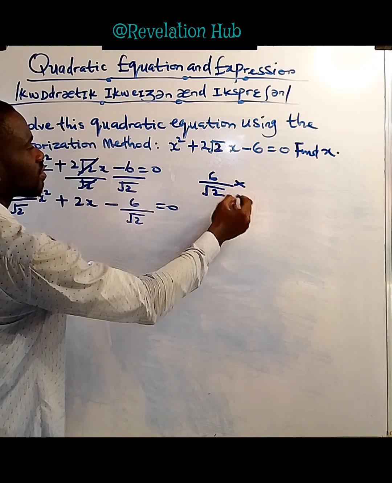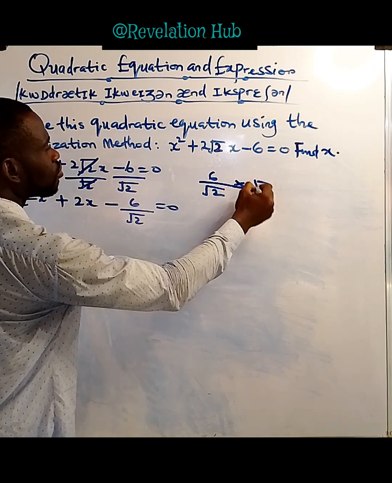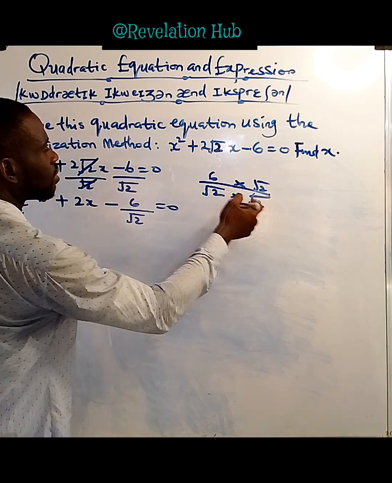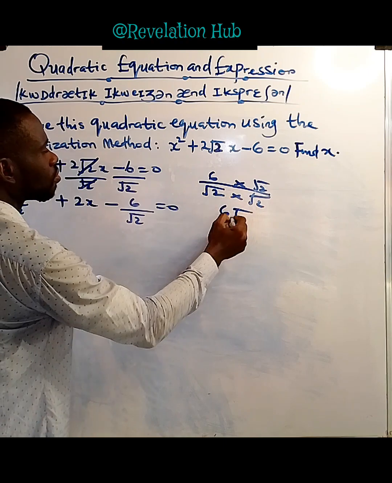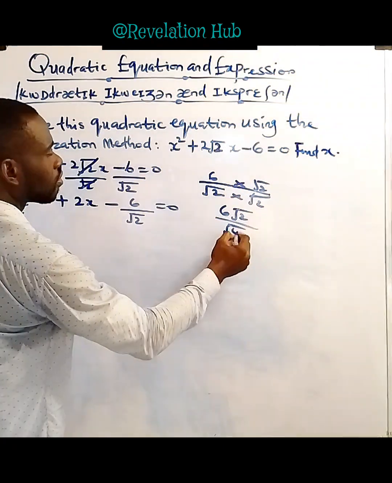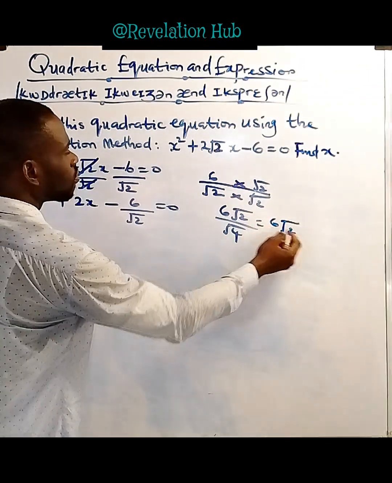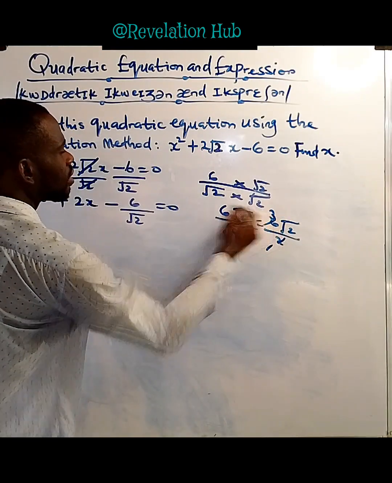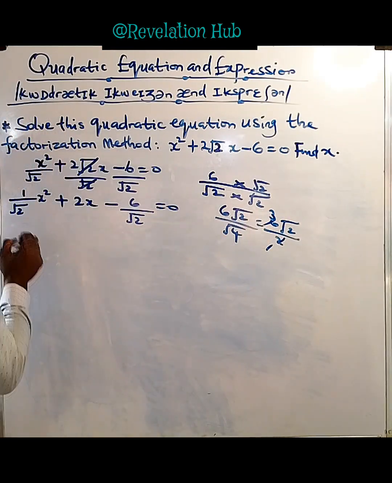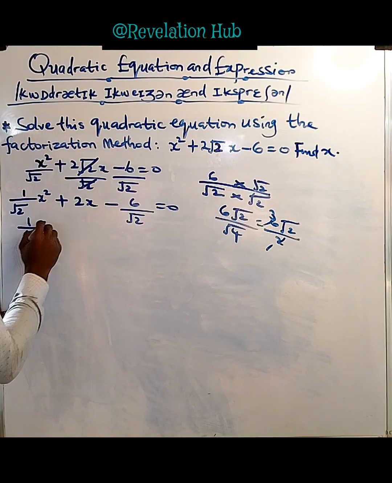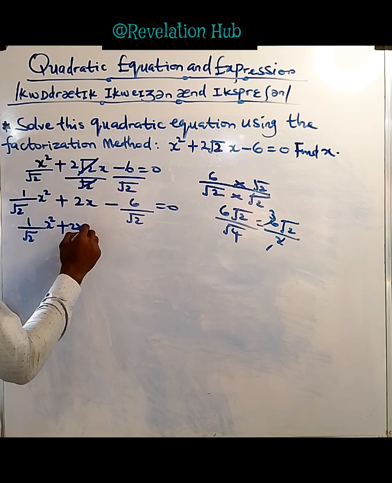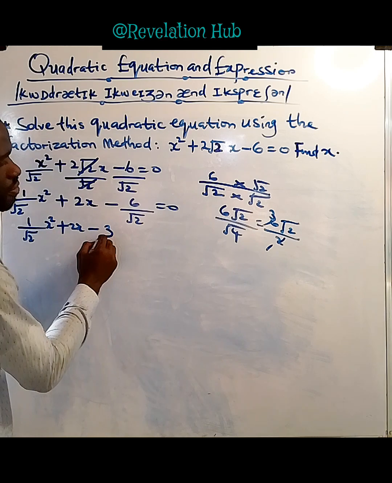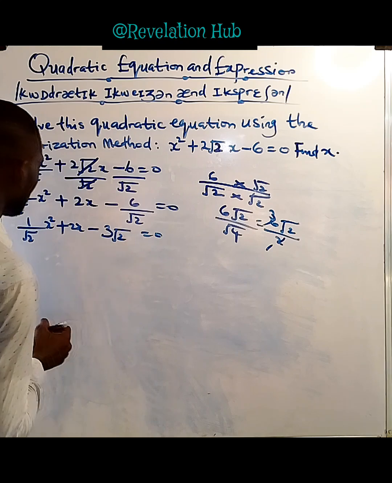So how do we rationalize? Just multiply by root 2 over root 2. Don't forget how to rationalize. So 6 times root 2 is 6 root 2 over root 4, that's 6 root 2 over 2, which gives 3 root 2. So that's 1 over root 2 x squared plus 2x minus 3 root 2 equals 0.